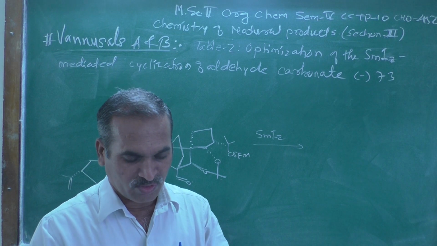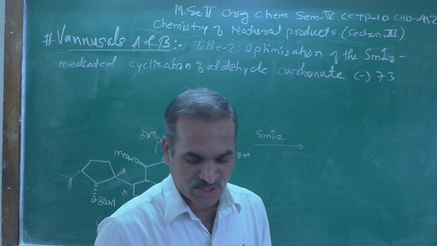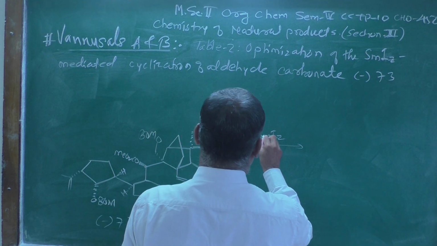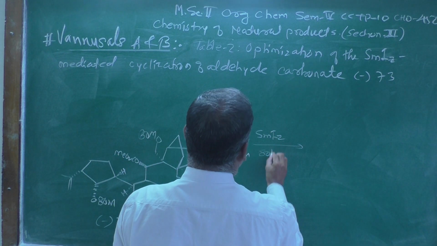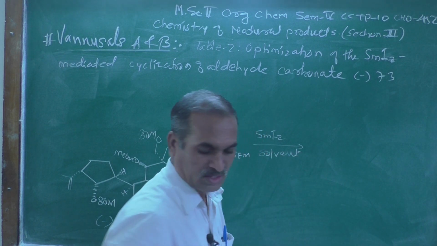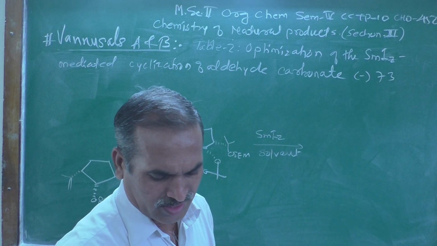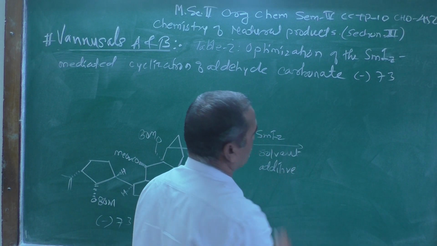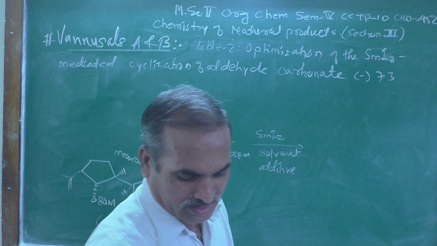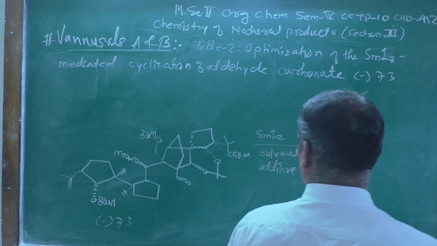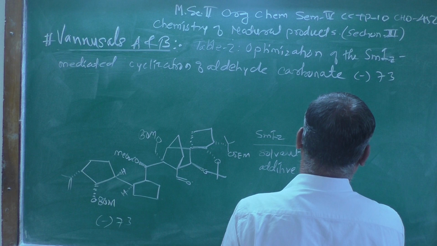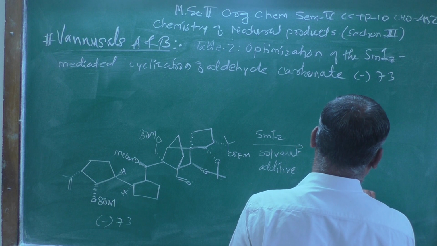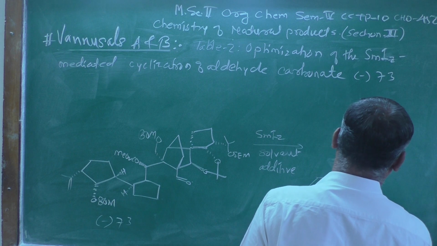involved for the cyclization of the 6-membered ring. SmI2 is used over here, with a solvent additive, and after that addition, what do you get? You are going to get the compound which I am representing over here, this one. This is the structure which I am showing over here.